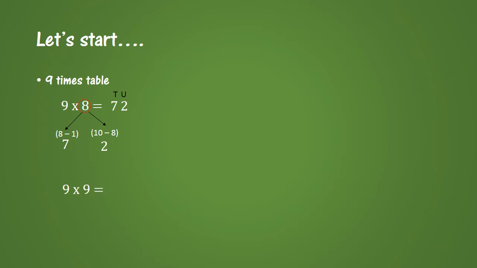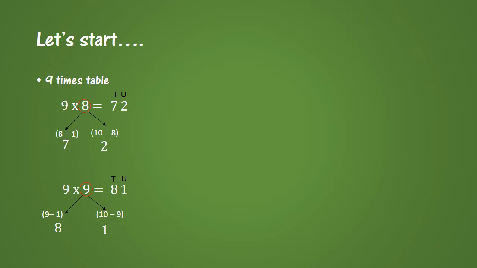Now let's take another example of 9 into 9. So here the face value is 9. So for units place, we just have to subtract the face value by 10. So 10 minus 9 gives us 1, and this 1 will go to units place. For tens place, we just have to subtract the face value by 1. So 9 minus 1 gives us 8, and this 8 will go to tens place. So we get 81. So 9 into 9 is 81.